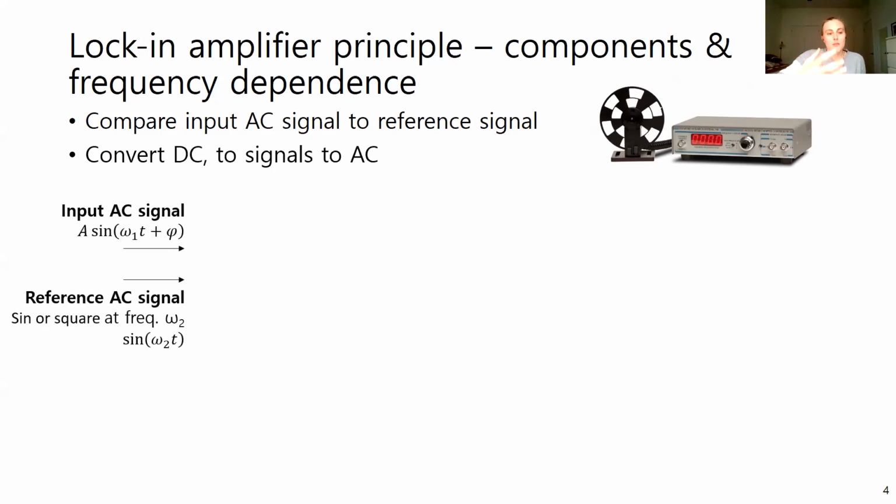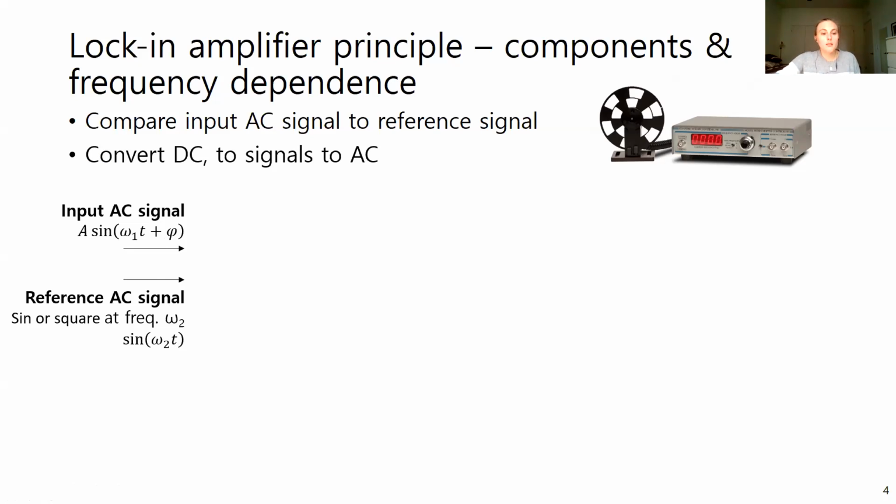So that's one key thing that you need for a lock-in amplifier: an input AC signal, and I'm going to represent that by a sinusoidal function here with an amplitude, a frequency, and a phase. You're then comparing that to another input that's going to be your reference AC signal. It can be a sine wave, but it can also be a square wave as well, and we're going to say it's at a frequency of omega 2 here, and it doesn't have a phase. So we're only going to be changing the phase of our input signal. So you have to have these two input AC signals.